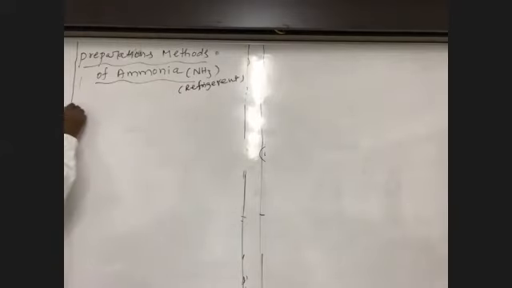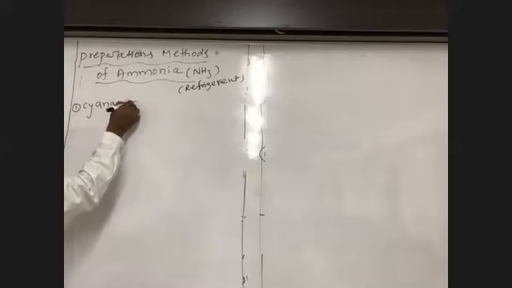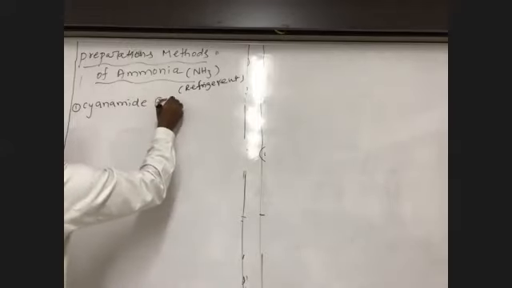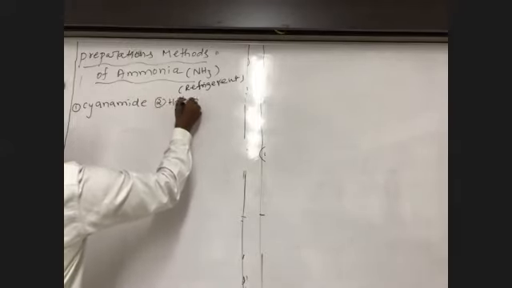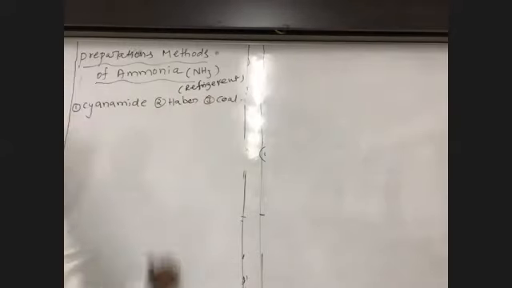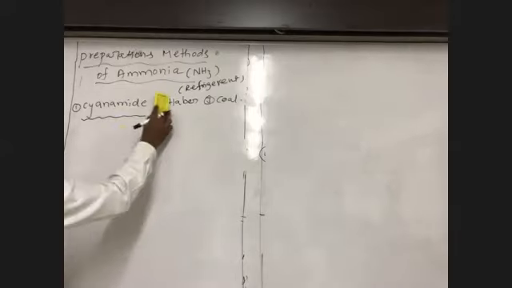Ammonia can be prepared by using two processes. One is called the cyanamide process, and the second is the Haber process. The third method is coal gasification. The important points are the preparation of ammonia by the cyanamide process and the Haber process. The first one we have to discuss is the preparation of ammonia by the cyanamide process.